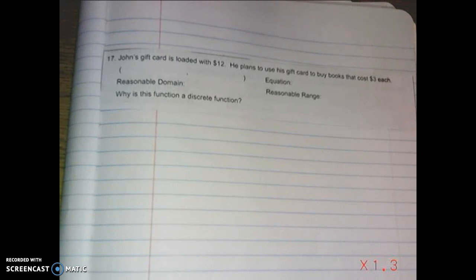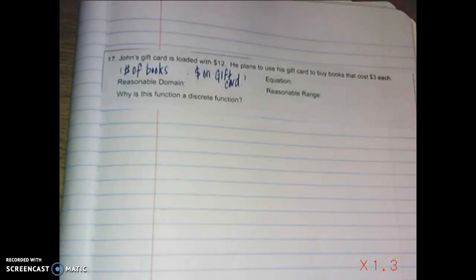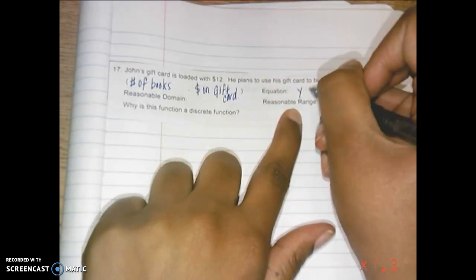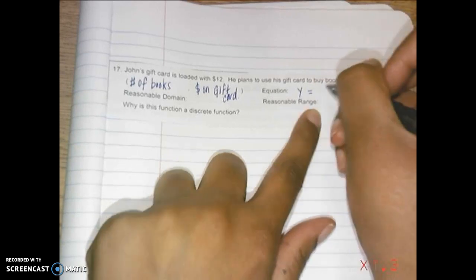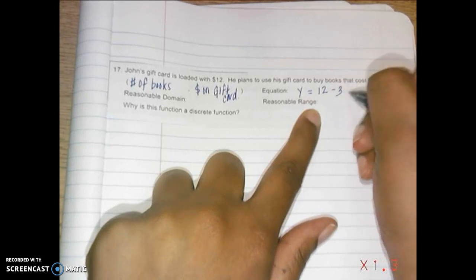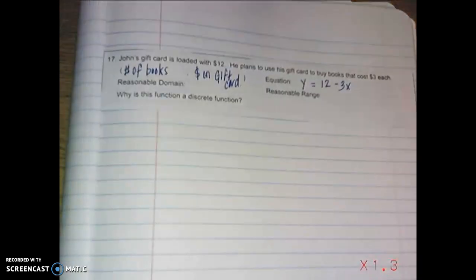Okay, so hopefully, now I'm going to pause it. You write your equation. Let's see what we come up with. Let me give you this much. Let x be the number of books that he purchased and y be the balance on his gift card. So the equation then, hopefully that you came up with, is that y, the balance on the gift card, is equal to that $12 that he started off with minus the $3 per book that he's going to buy. y equals 12 minus 3x.